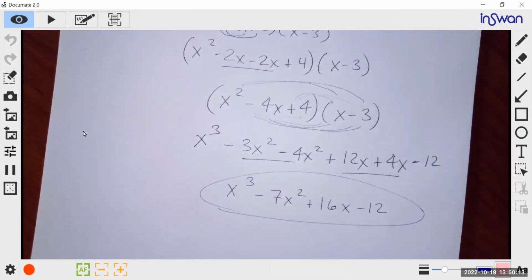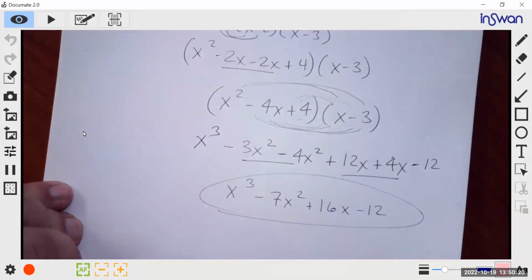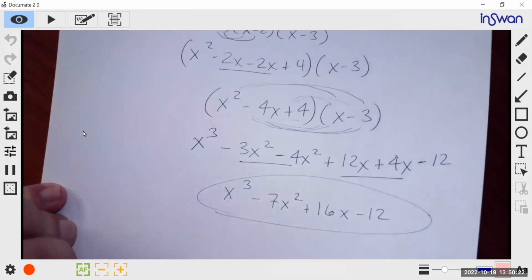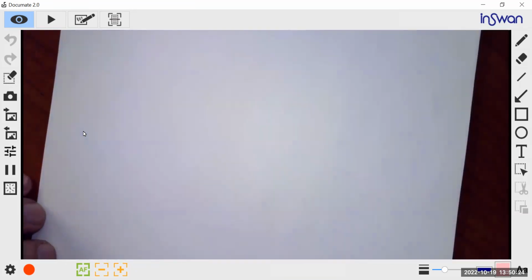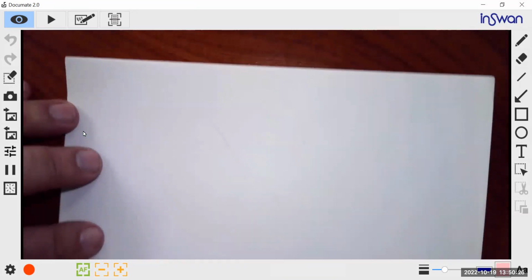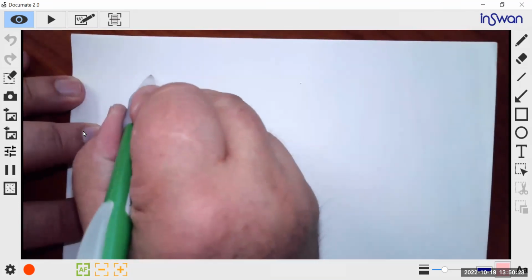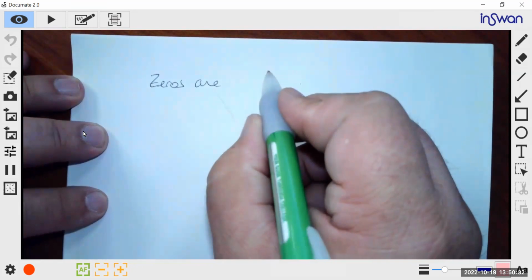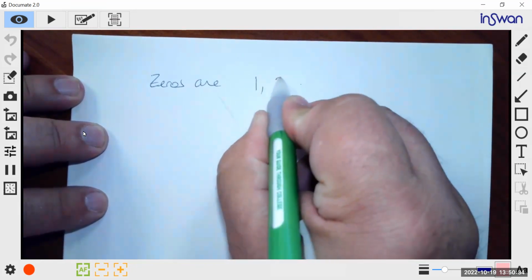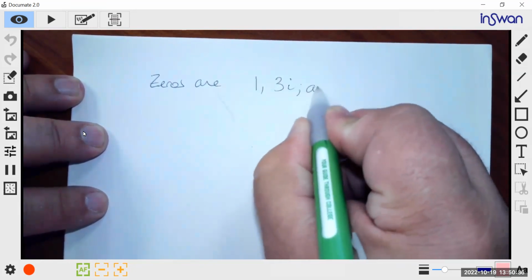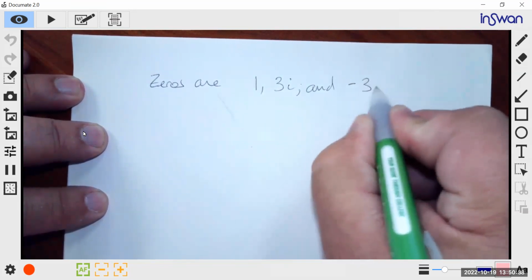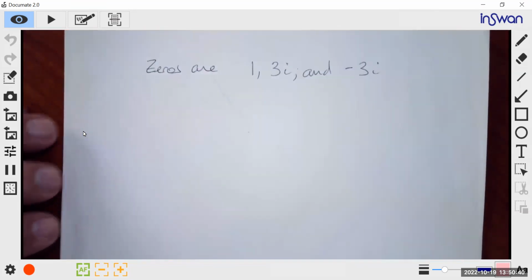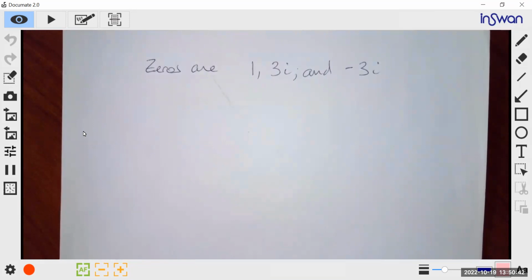What do y'all think? Pretty straightforward? Okay, let's try it now with imaginary numbers. Because remember, it has to be complex numbers. So my zeros are 1, 3i, and negative 3i. Find me the polynomial.